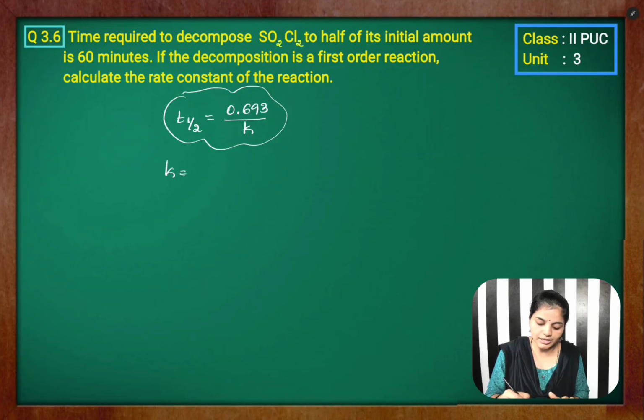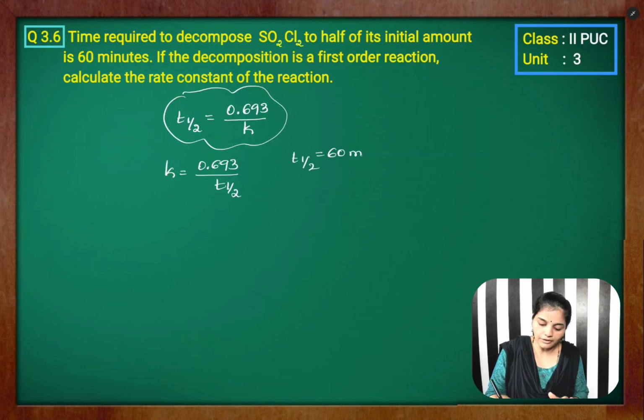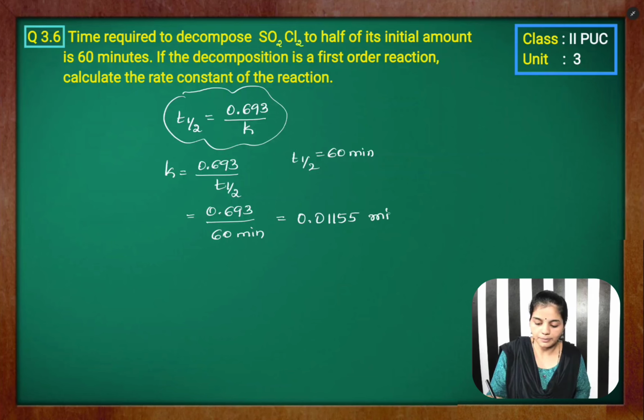So here we need to find the rate constant. So rearranging this expression, I can write rate constant K is equal to 0.693 divided by T half. So in the question they have given us the time required for decomposition of SO2Cl2 to half of its concentration. It is 60 minutes. So T half is 60 minutes. So now we can calculate the rate constant, that is 0.693 divided by 60 minutes. So dividing 0.693 by 60, we get 0.01155, unit is per minute.